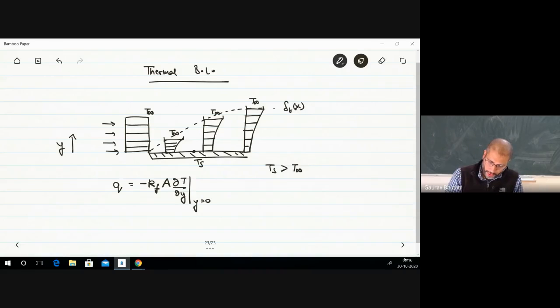And this Q is also equal to H, the heat transfer coefficient, times the area, the same area through which we're talking about the conduction, and then T surface minus T infinity.